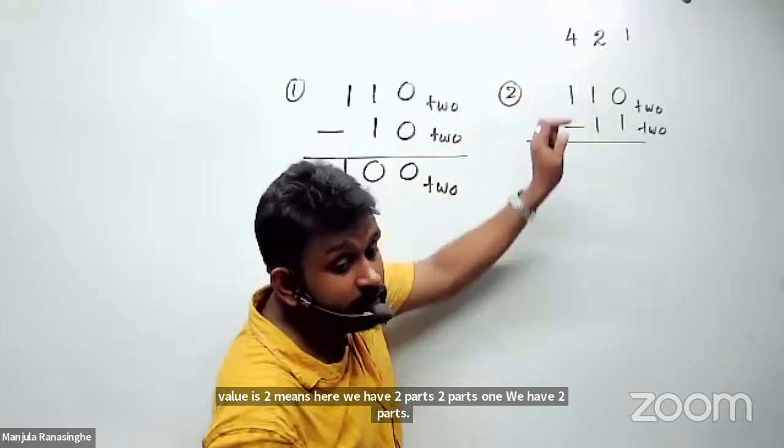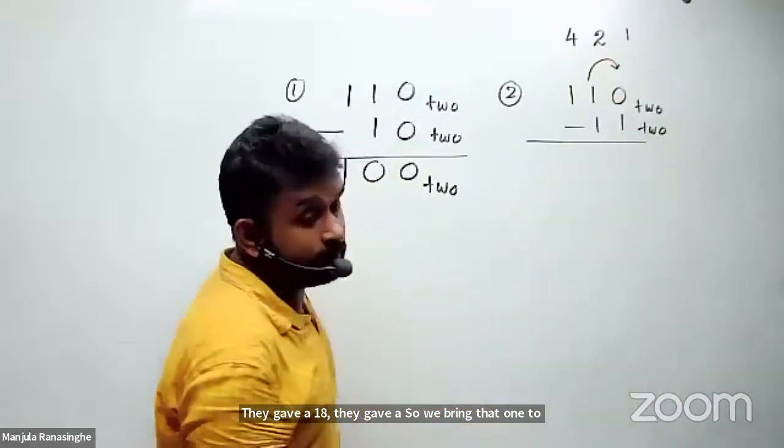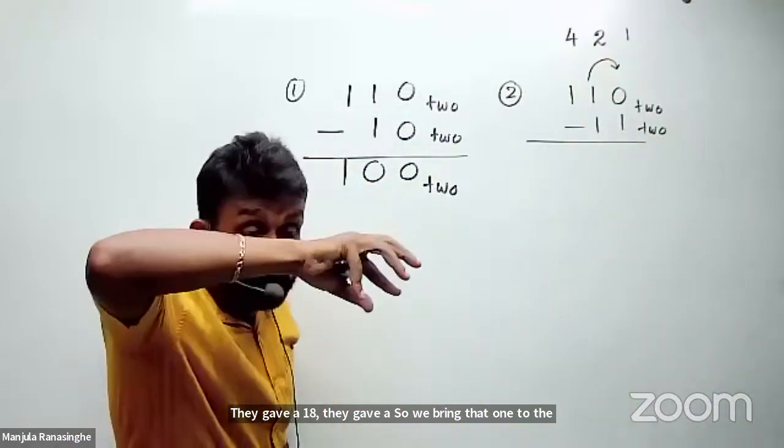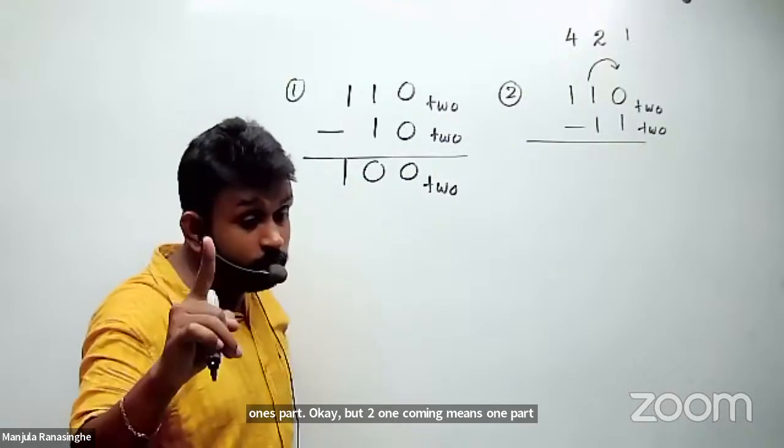2 parts 1. So we bring that one to the ones part. Okay. But 2, 1 coming means one part feels that 1, 2s.